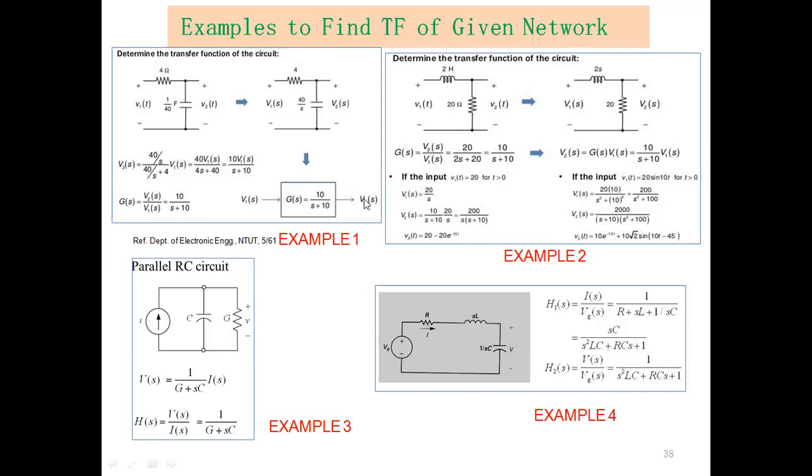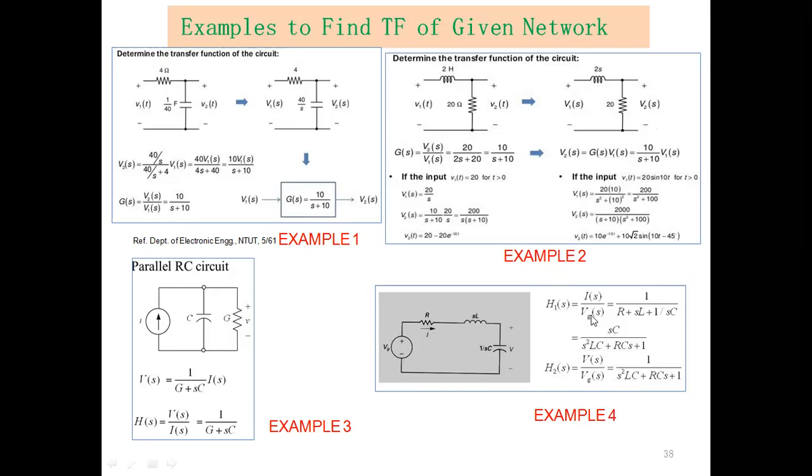If they are giving the input as 20 sine 10t for time greater than 0, at that time you can write that equation as V1 of s equal to, what do we write for sine, 1 upon s square plus a square. The value of a here is 10, so you can write 20 as it is, 10 upon s square plus a square, which is 10 square, 100. So you will get 200 upon s square plus 100.